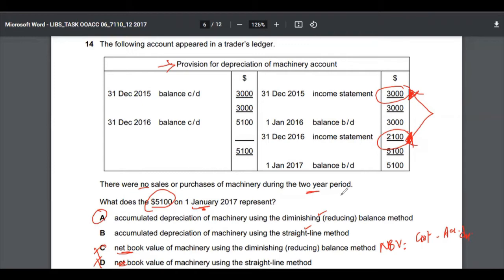If you want to know more about these two different methods and how the depreciation is calculated, please feel free to watch a video where I have talked about different depreciation methods and how depreciation is recorded in companies' accounts. You can watch that video on my channel. Let's look at multiple choice 15.